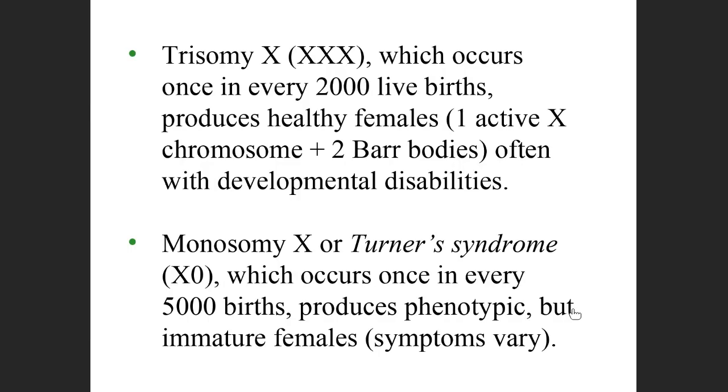Monosomy X or Turner syndrome is where a female just has 1 X and nothing else. Again, not very common, 1 in every 5,000 births. They do look like females, but they're physically immature. They don't really develop fully into a female body. And again, they're going to be sterile because they can't make gametes correctly. They have a variety of symptoms.